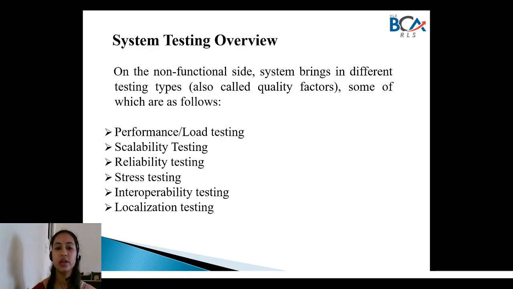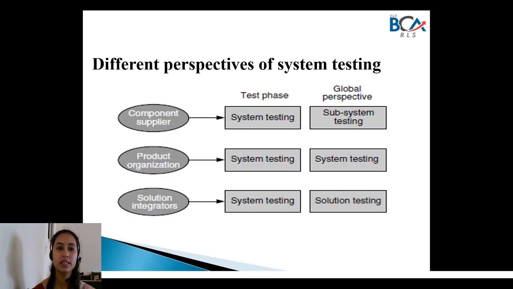So localization testing is conducted to verify that the localized product works in different languages. For example, your application is developed for the Russian language. So whether it handles the Russian language or not, you just test it with localization testing. Okay, so let us move on to the next slide.